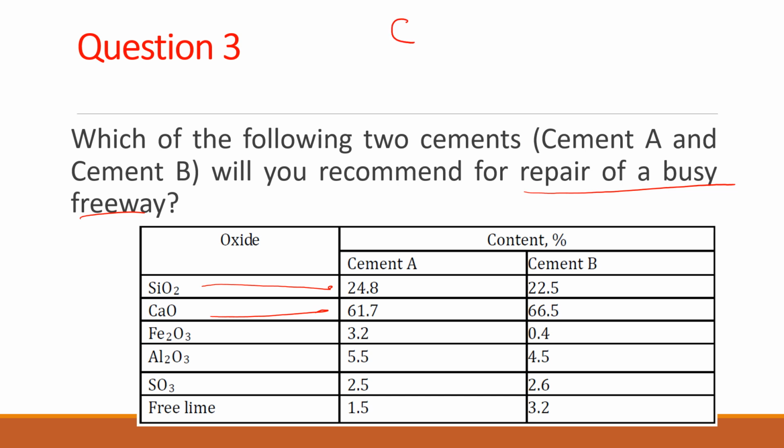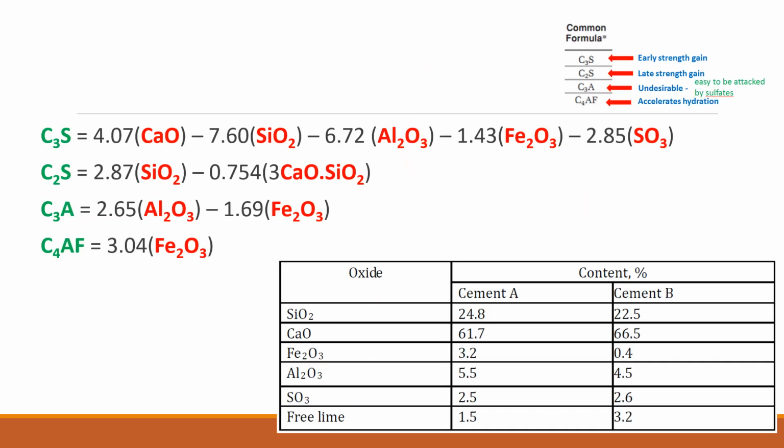C3S. So we need to find how much C3S is in A and how much C3S is in B, and which one has the higher, we can recommend that for repairing a busy highway. Am I right? So can I give you a few minutes for you to find it? Okay, you have the equations and you have the oxides, and I want you to find not only the C3S, I want you to find the C2S as well, for a reason.